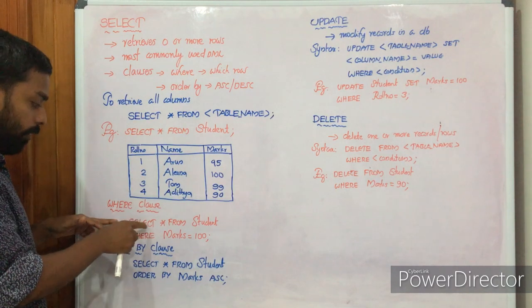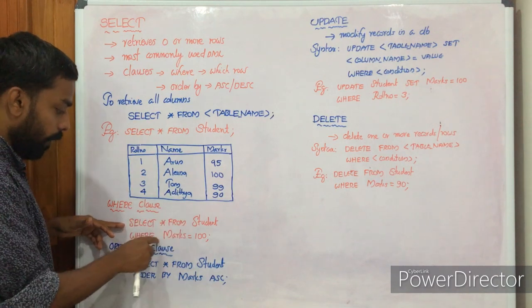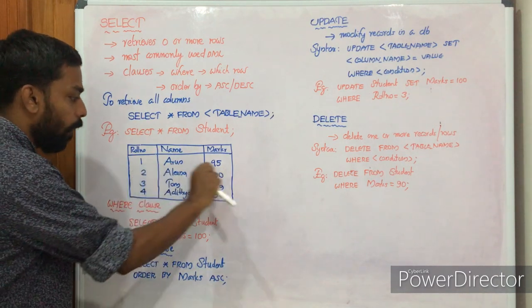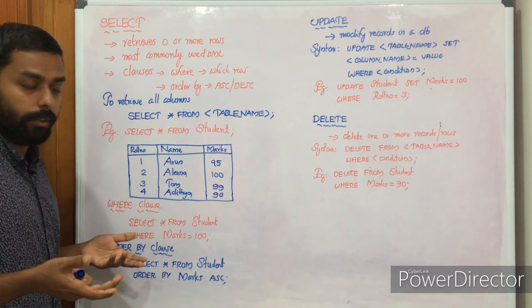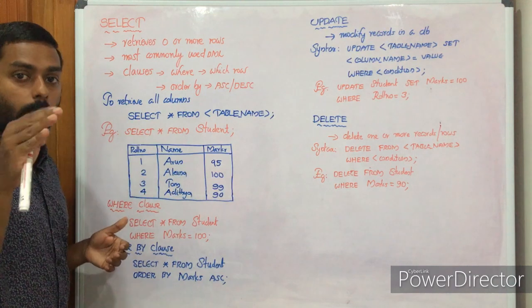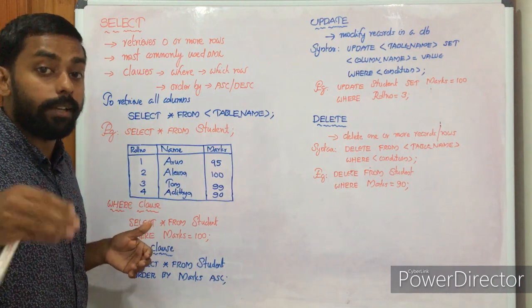Applying where, select star from student where marks equal to 100, only this row will be selected because we have applied a where clause, right? So 2 Alina 100 will be the only row displayed in the resultant table.